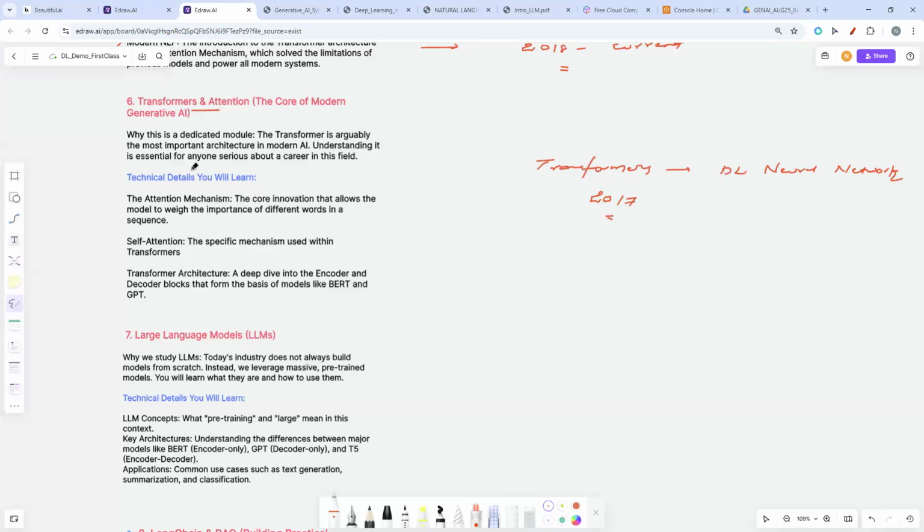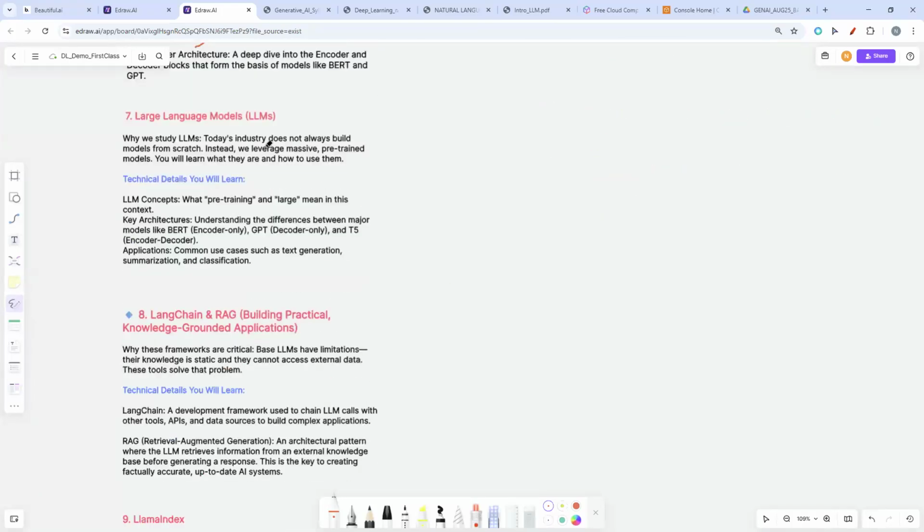We are able to identify these capabilities only after 2017. So that is how important the transformers concept is. There you'll have to understand the attention mechanism, self attention, transformer architecture and all. And then we have large language models. Once you understand the transformers, you will understand the architecture, and the same architecture is present in the LLMs.